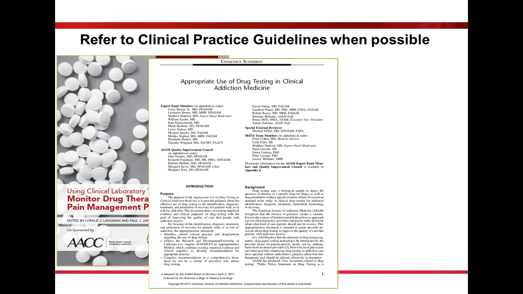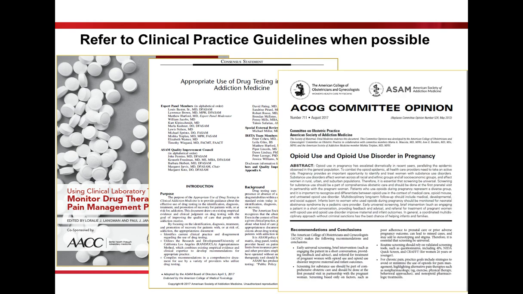We also refer to consensus statements. One example is from the American Society of Addiction Medicine. And we also refer to committee opinions that are published. This was a joint publication by the American College of Obstetricians and Gynecologists, along with the American Society of Addiction Medicine on opioid use and abuse disorder in pregnancy and the testing recommendations. So I find all of these helpful. Whenever there were guidelines available, we would bring them to the table. If there weren't any, it was always a discussion with a much larger group outside of the laboratory.